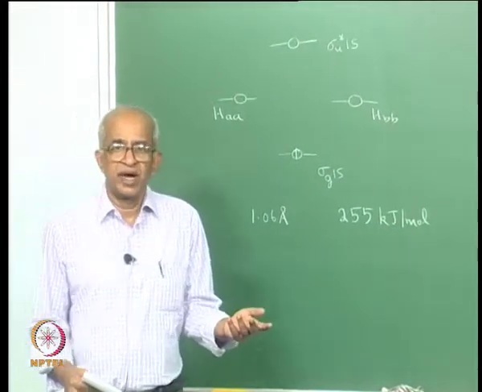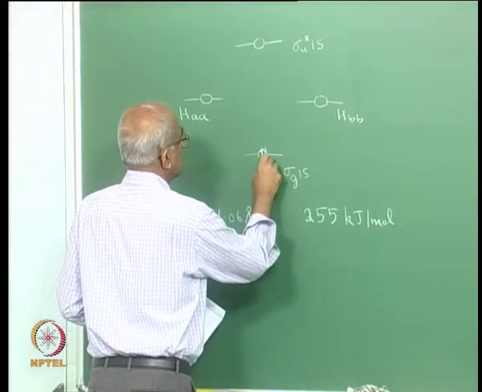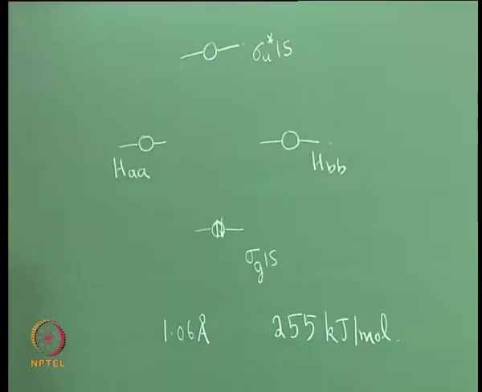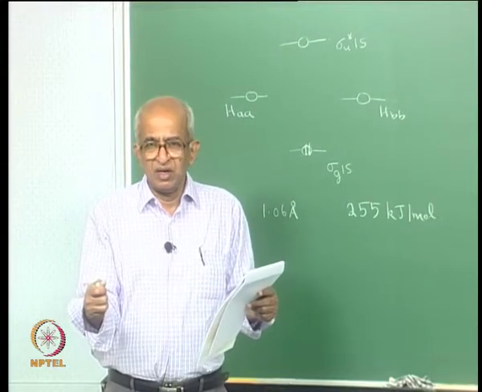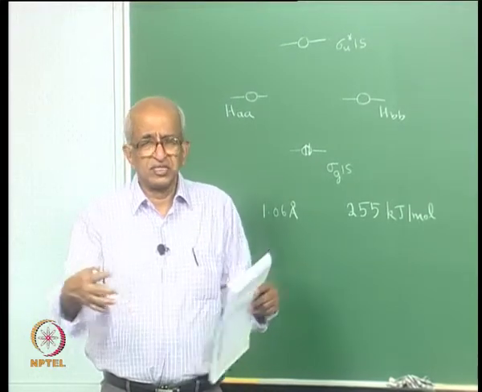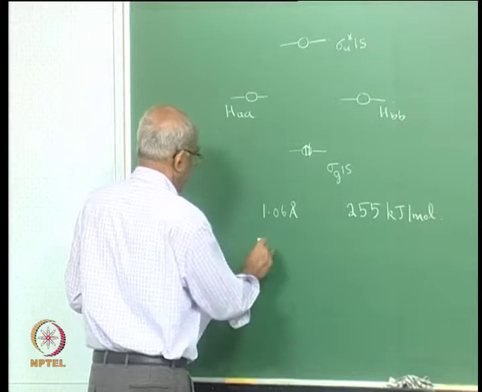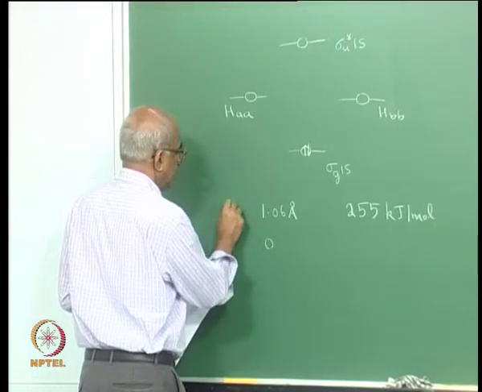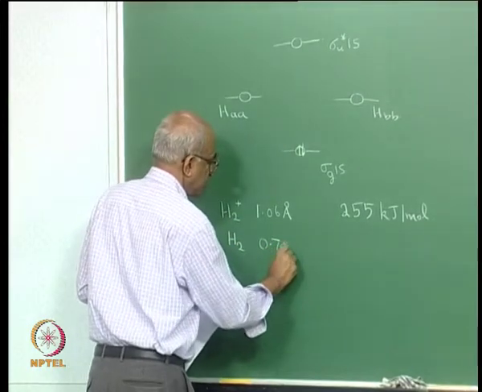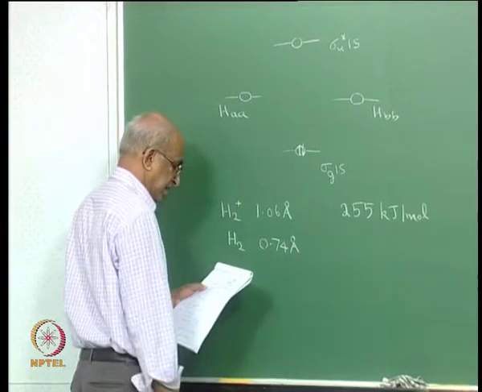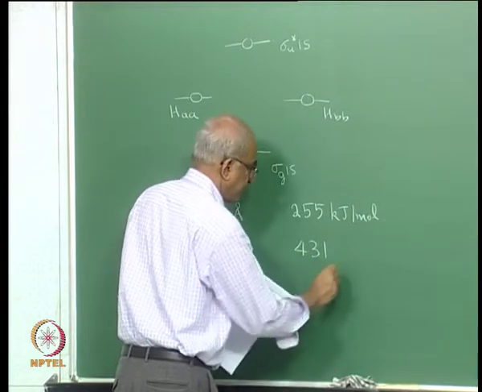Now, if you add one more electron, you have H2 molecule, that means you have two electrons sitting there, both going into the bonding orbital, as a result of which you would expect that the bond will get stronger. And if the bond gets stronger, naturally you would also expect that the atoms are brought closer, and that is actually verified from experiment. This is H2 plus. In the case of H2, the bond length is 0.74. So, you see that it has decreased the bond length, and the bond energy has increased to 431 kilojoules per mole.